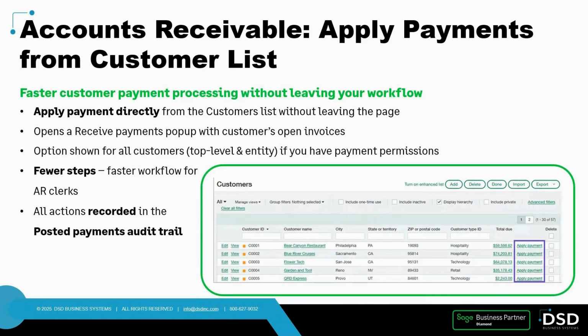Okay, so the apply payment option is a new feature we're getting with this release. That option appears for each customer in the customer list, at the far right. This previously wasn't available. When you select apply payment for a customer, a receive payment pop-up window opens, showing the customer's open invoices. The apply payment option appears for all customers, regardless of their state or total due. It's available both at the top and the entity level.